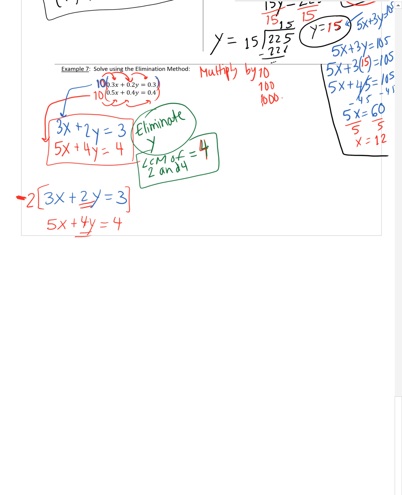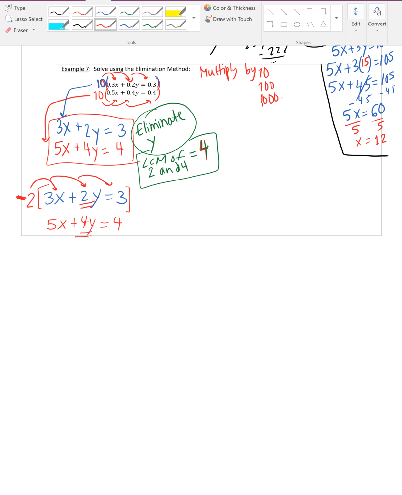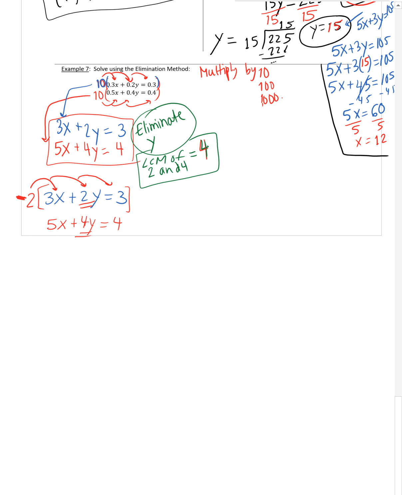And I won't even have to touch the bottom equation. So it's totally up to you. You could have multiplied just the top one by 2, and then the bottom one by negative 1. But I think just multiplying the top one by negative 2 would get rid of all your problems, and I don't have to do anything to the second one, because it's kind of perfect as is.